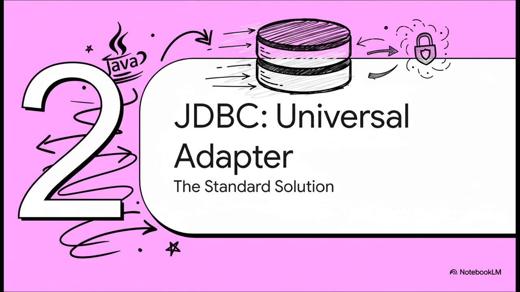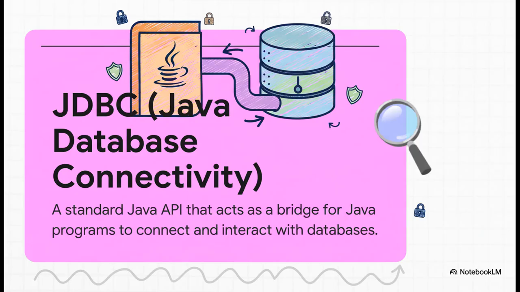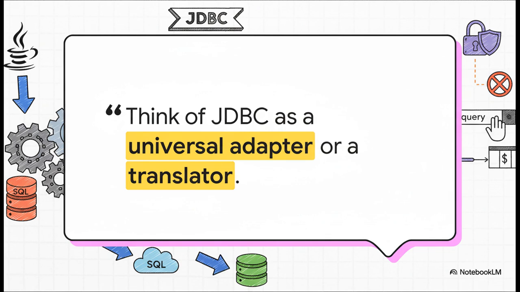Let's talk about JDBC. So what is JDBC? It stands for Java Database Connectivity, and it's basically the official standard set of rules, an API, that lets our Java code talk to pretty much any relational database on the planet. And honestly, this analogy is perfect. Think of it like a universal travel adapter. You write your Java code once using standard JDBC commands. Then you just plug in the right adapter, which we call a driver, for whatever database you're connecting to.